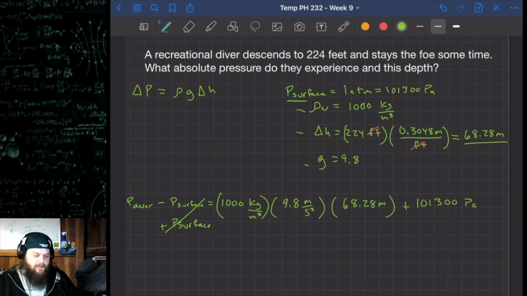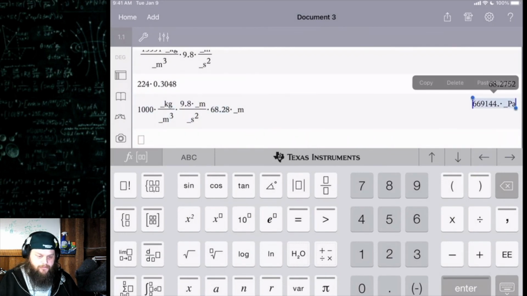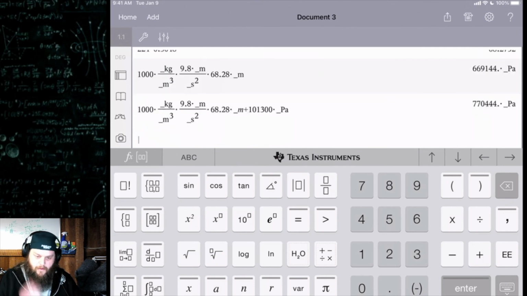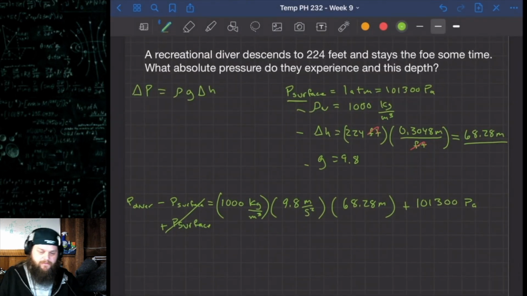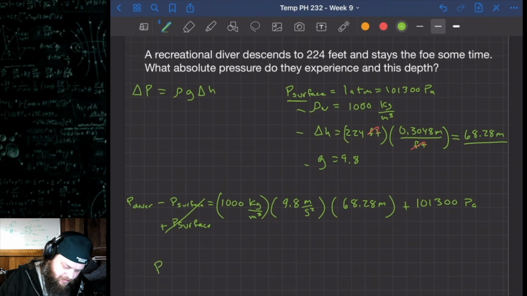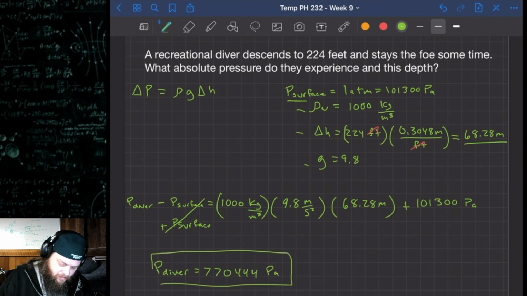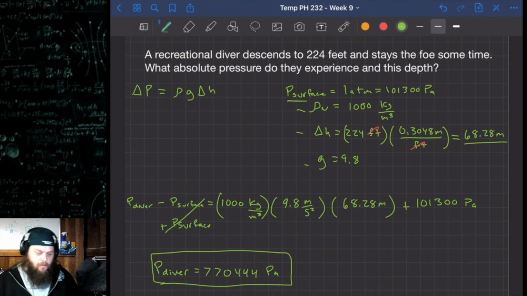So taking the answer we just got and adding to that 101,300 pascals, now we get 770,444 pascals. So the pressure of the diver is equal to 770,444 pascals. So that's the pressure that they're at when they're 224 feet below the surface.